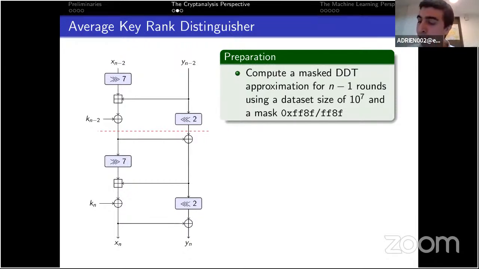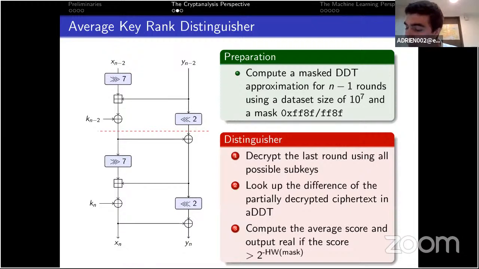We introduced the average key rank distinguisher. The idea is that we make use of the masked DDT, which is a DDT with some positions ignored, at n-1 rounds for an n-round distinguisher. Then we decrypt the last round with all possible subkeys and take the average probability. Depending on the average probability, we output 1, real, or 0, random. Note that this distinguisher is crafted such that the data and time complexities match those of Gohr's neural distinguisher.